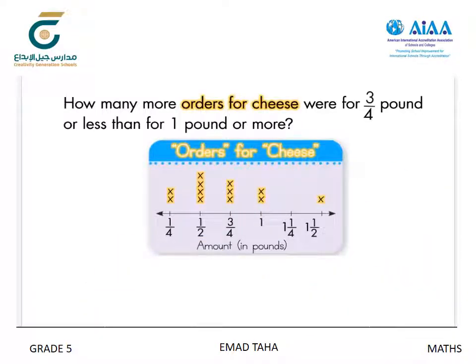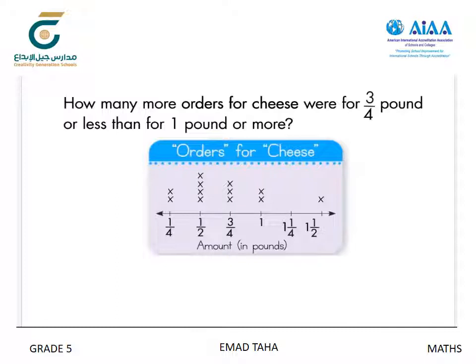Point out to these students that the title of the line plot tells that each X represents 1 order for cheese. The label for the scale tells the different amounts of cheese that were in the orders. So, to compare the numbers of orders for cheese, the number of X's needs to be compared.